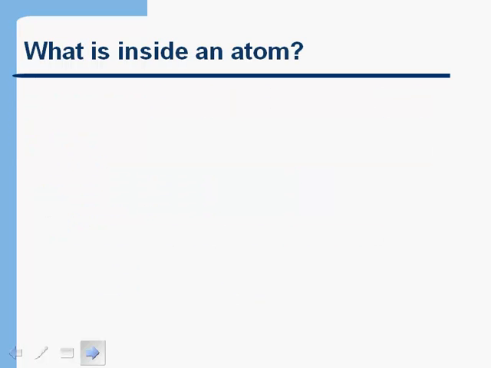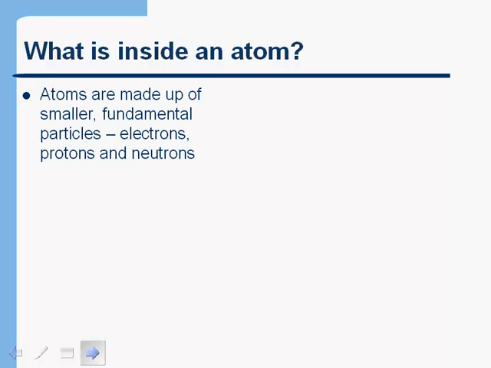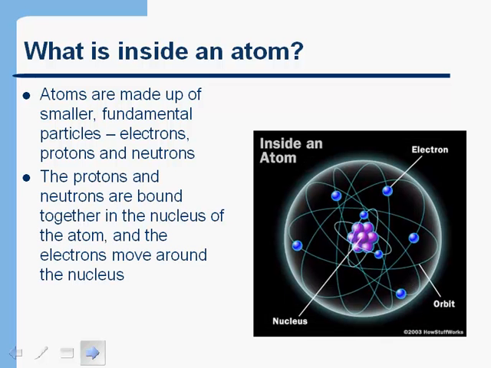Let's take a look at what is inside the atom. Originally, atoms were thought to be indivisible, but it turns out that atoms are in fact made up of smaller constituents. And the three fundamental particles that you'll find inside an atom are electrons, protons, and neutrons. And if we look further at the structure, what we find is that the protons and the neutrons are bound together in the nucleus of the atom. And the electrons then surround the nucleus.